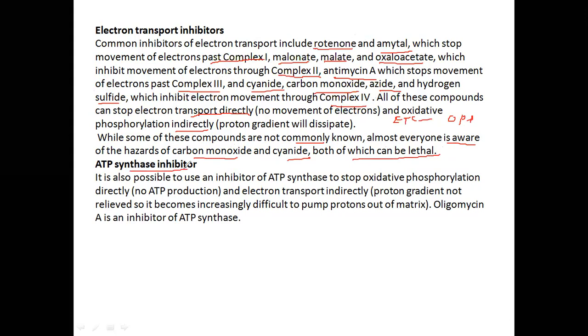ATP synthase can also be inhibited. ATP synthase and oxidative phosphorylation can be directly inhibited by some drugs like oligomycin A, which inhibits the ATP synthase activity. These are some of the drugs and chemicals which inhibit the electron transport chain and ATP synthase activity. During cellular respiration, especially under aerobic respiration, a cell undergoes the complete oxidation of the glucose molecule, and it produces different precursors and produces energy.